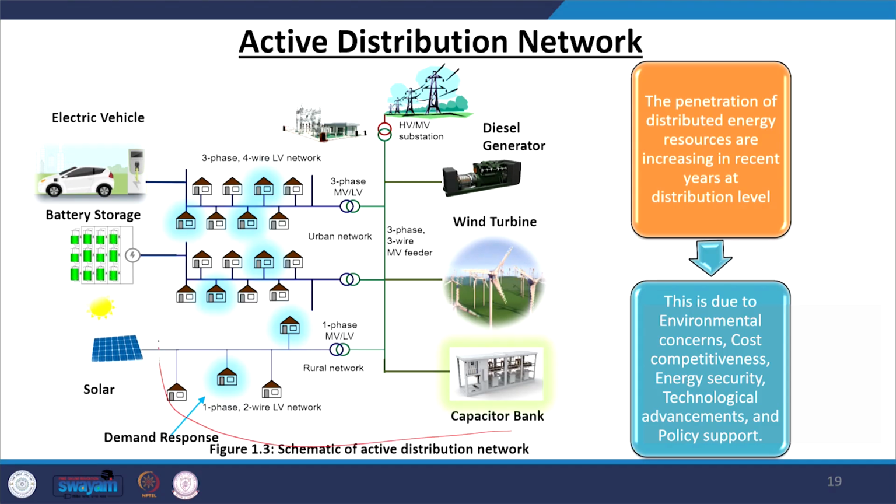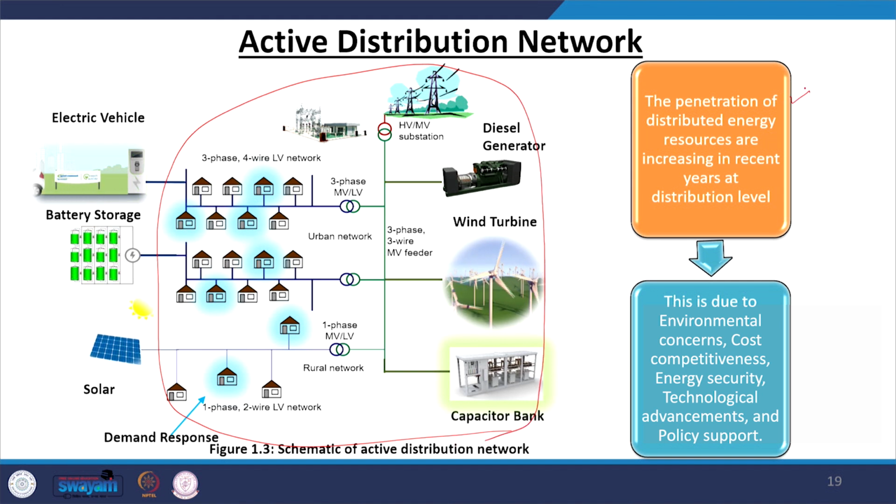So now let us focus on the active distribution network, and this is what we have seen already. This is the network which you have already seen, and the penetration of distributed energy resources is increasing in recent years at the distribution level, due to environmental concern, cost competitiveness, energy security and technological advances. This distribution network becomes active due to connection of electric vehicles, battery storages and PV integration, and probably there could be wind integration also. So this is the new era, and this course mostly focuses on the challenges, the solutions and the management related to active distribution networks.